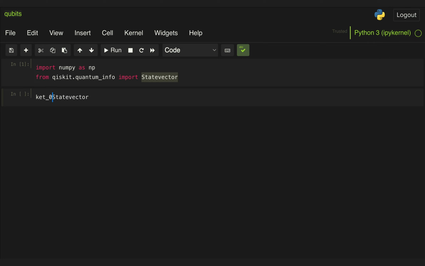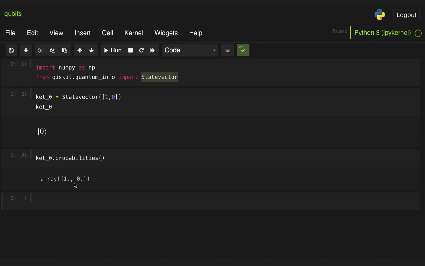So with the state vector class, we can do something as simple as saying I'm going to define our ket 0 as a state vector that takes a list with the elements that I want for that vector. And then if I display that, this is going to show me the ket representation of that vector. Now the nice thing is that this object has some methods that allow me to get valuable information about the state vector itself. So for example, I could use the probabilities method to extract the probabilities of measuring 0 and 1. Now, because I have ket 0, what I'm going to get is an array that tells me that the probability of measuring 0 is 1 and the probability of measuring 1 is 0.